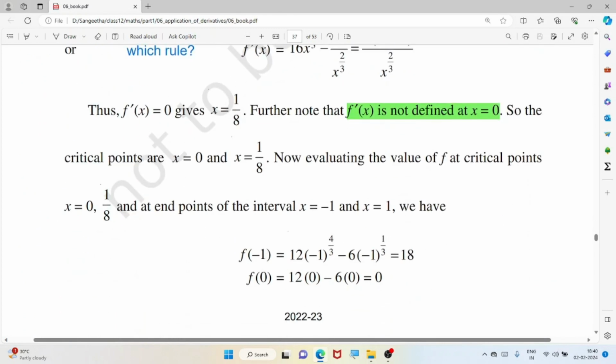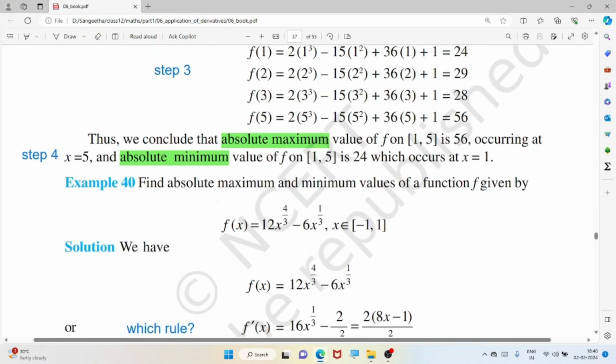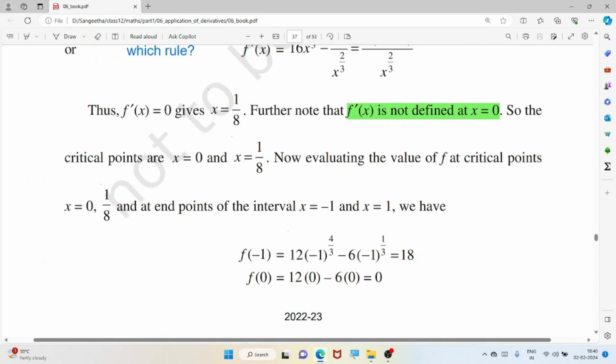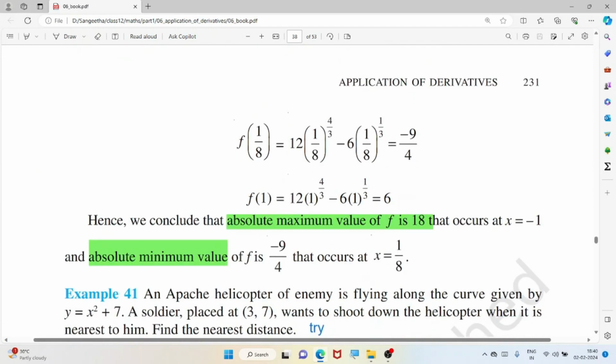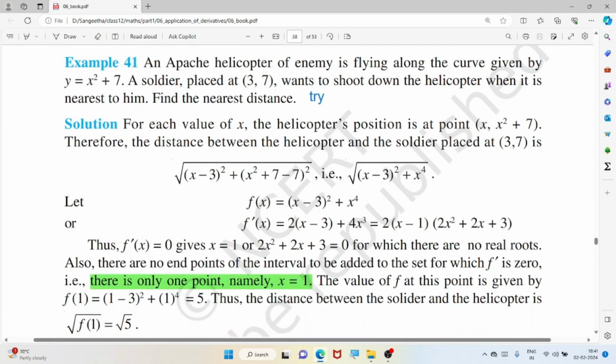Similarly for this, here f dash is not defined for x equal to 0, because if you put x equal to 0 here then it will become infinite. So here x is defined but we are finding the roots, but here x is not defined. So this is the practical problem on how they are using this absolute maximum and minimum. Okay, you go through this.